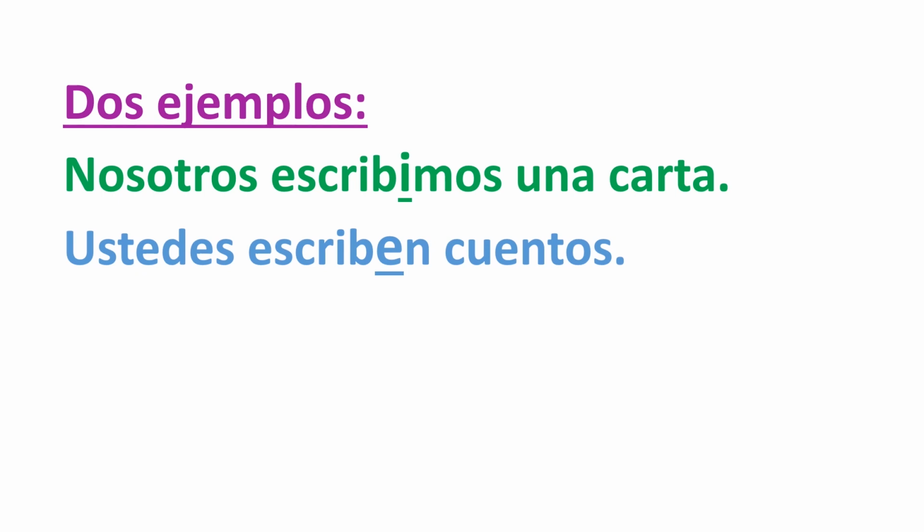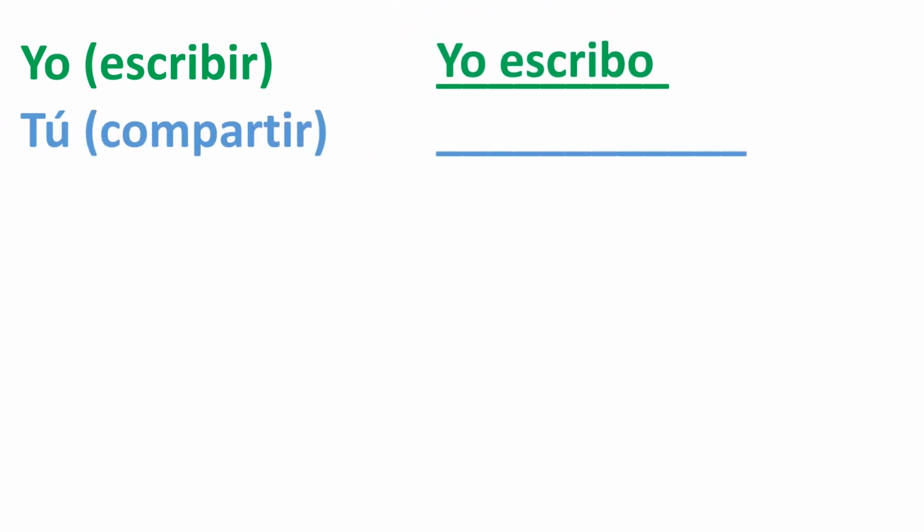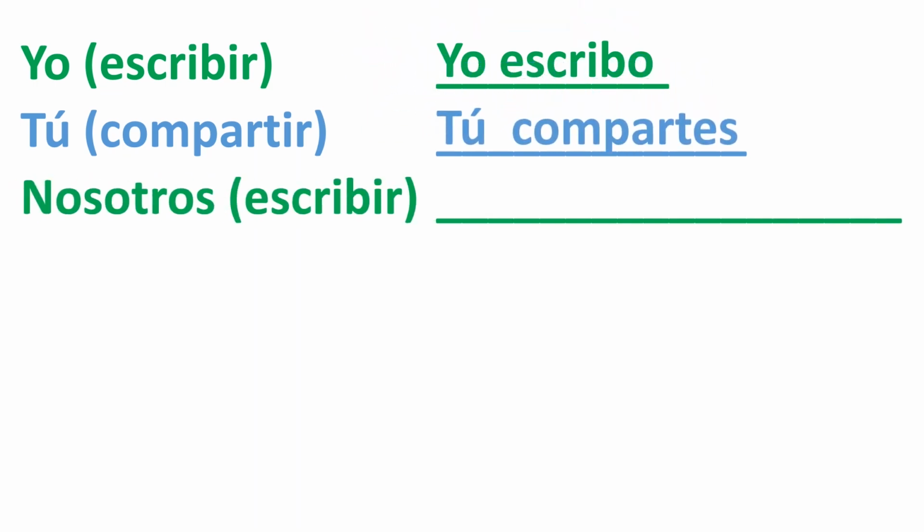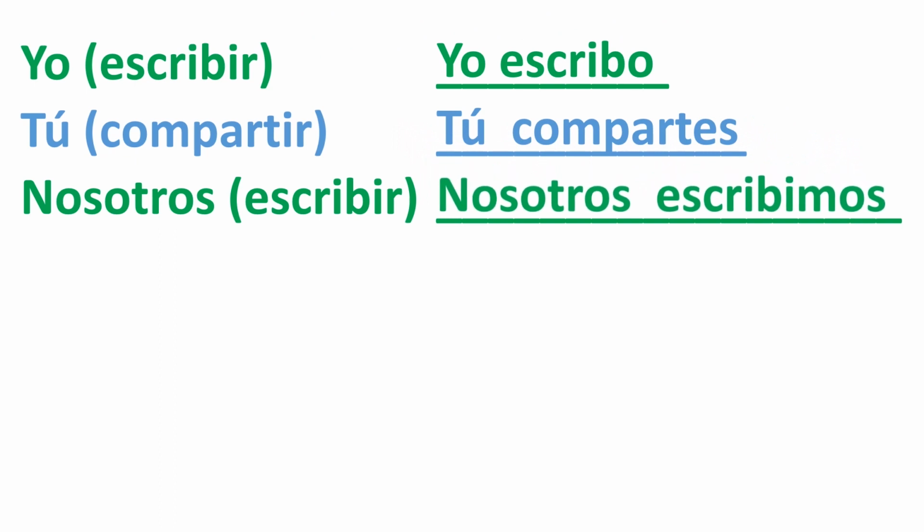Let's practice a few. Número uno, how would you say I write? Yo, you got it. Yo escribo. Número dos, tú, let's see, compartir, IR verb, but the endings are the same as ER verbs, so tú compartes. Okay, next one, nosotros. How do you say we write? Okay, this is the one you've got to remember. IR verb conjugation is a little bit different. Say imos instead of emos or amos, so nosotros escribimos.